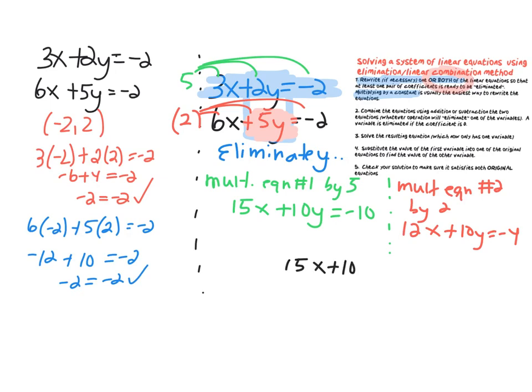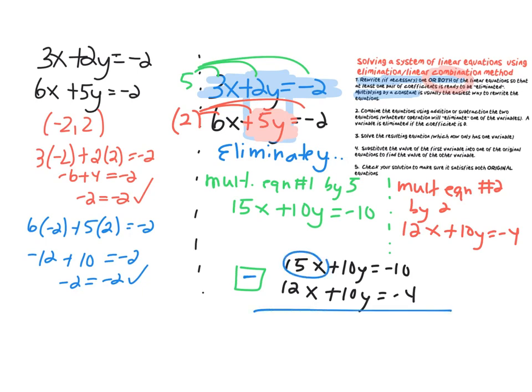After I've rewritten both of them, I'm just going to rewrite them in black on top of each other. What I can see now is that when I combine them, the y values would be ready to be eliminated, because if I have 10y and 10y, if I were to subtract these two equations, they would go away, right? 15x minus 12x is 3x. 10y minus 10y is no y's. And over here it might help to write negative 10 minus negative 4. Well, that's negative 6.